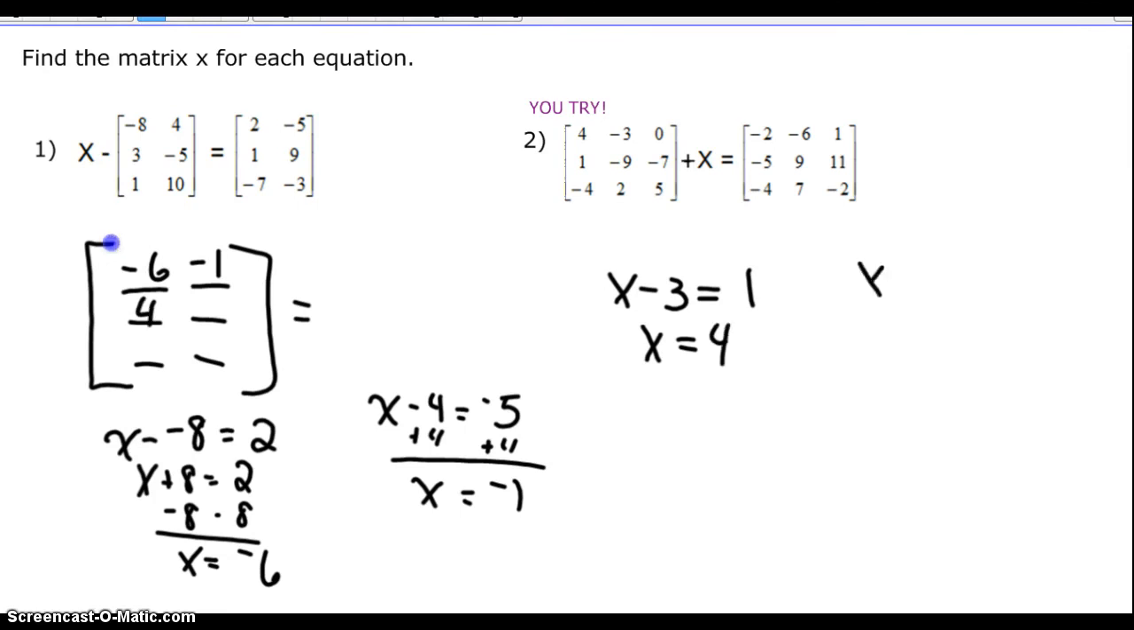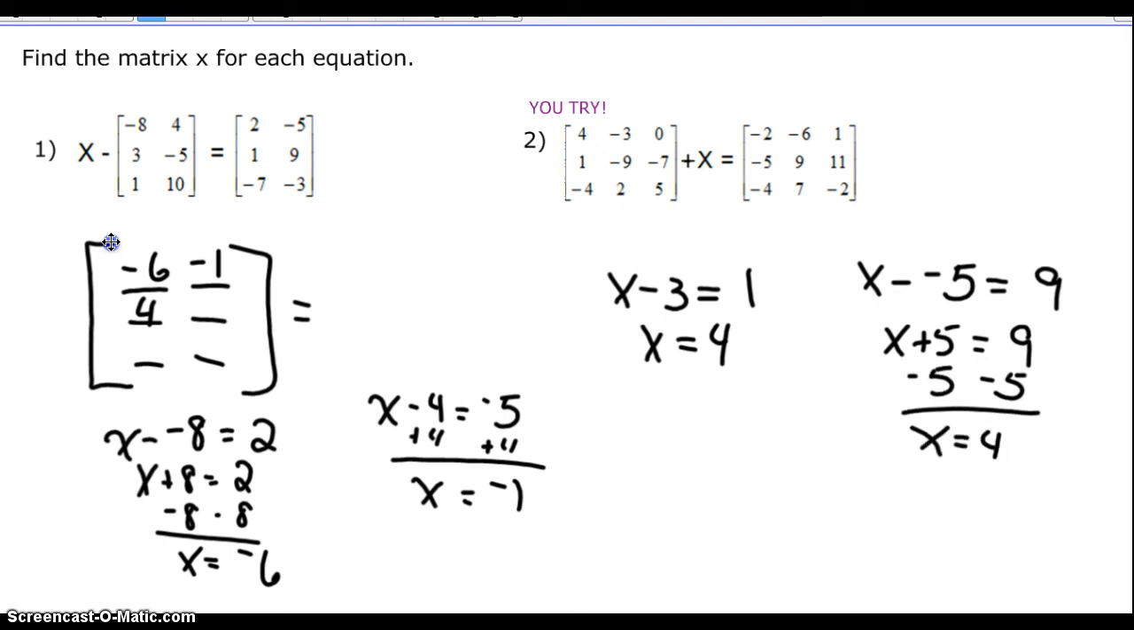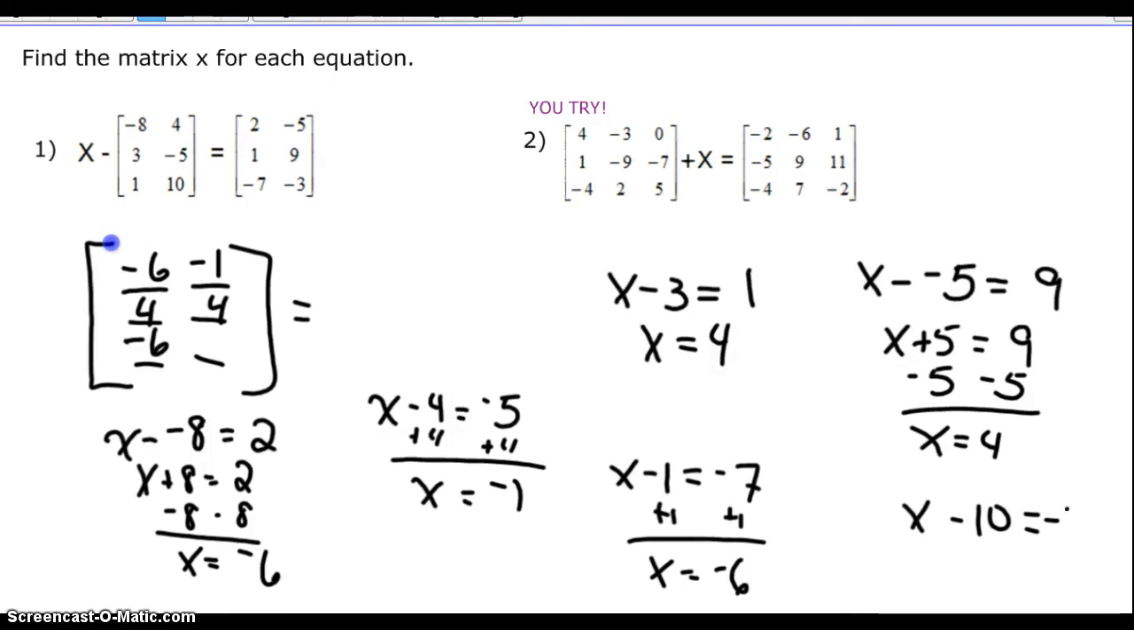Next one, x minus negative 5 equals 9. So x plus 5, subtract the 5, x equals 4. And then last row here, x minus 1 equals negative 7. Add the 1. x will equal negative 6. And then the very last one here, x minus 10 equals negative 3. Add the 10 over, x equals 7.